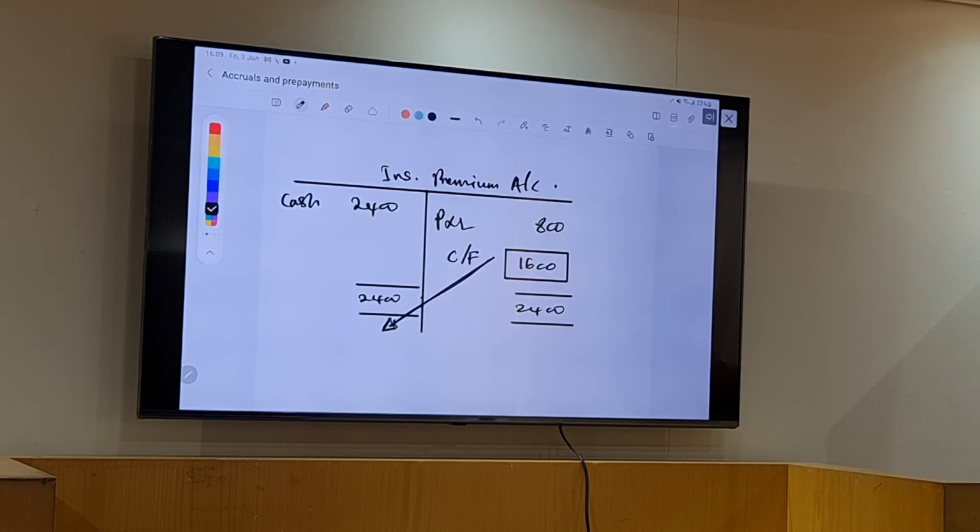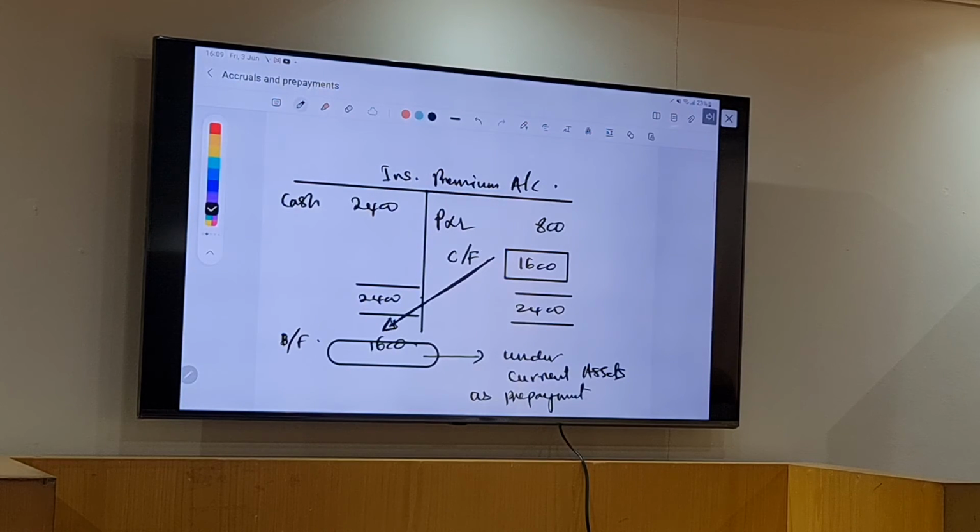And this is known as what? Prepaid insurance, balance brought forward. And this should be shown where? Under current assets as prepayments. Clear? That's all on accruals and prepayments.